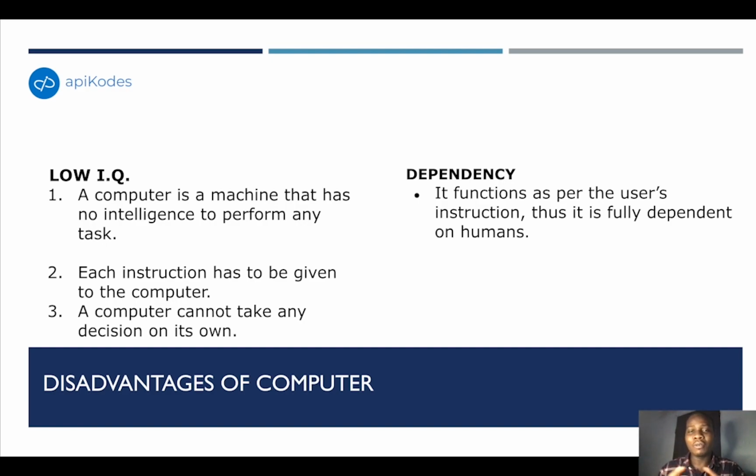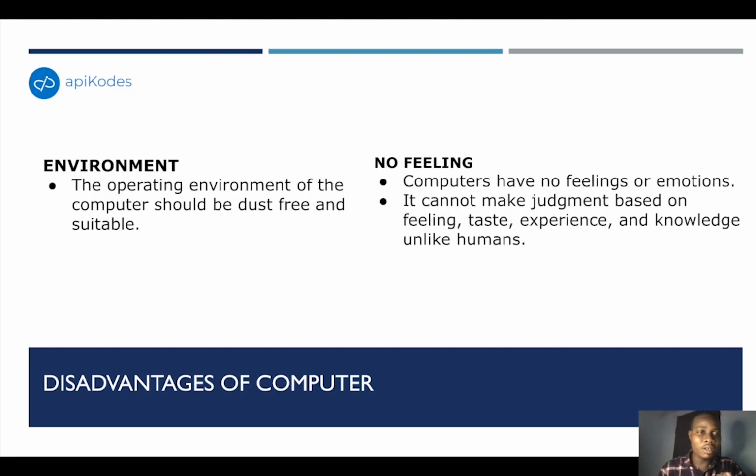You get now. Now computers are very dependent on human beings. So you have to be dependent in this case on the inputs and also the program to run. So that's it. Environment: the computer environment must be dust free and suitable. A human can enter an office and say, oh, this place is dirty. He picks up his cleaning equipment and starts cleaning up the place. But a computer doesn't care. It doesn't know. It just stays there all day, all night.